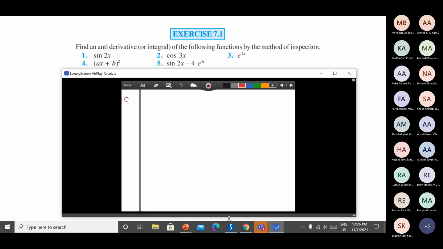Let's go for number 4. What is the antiderivative or the integration? The same word. I like to use this notation. How to do this one? I know how to integrate x squared dx. I add 1 to the power and divide by the new power plus a constant. If I call this one y equal to ax plus b, this is what we call the substitution.